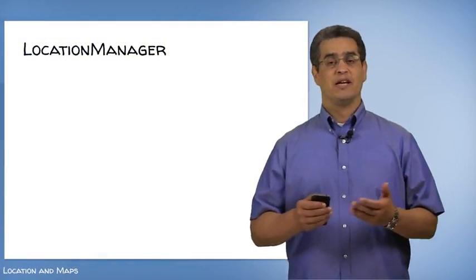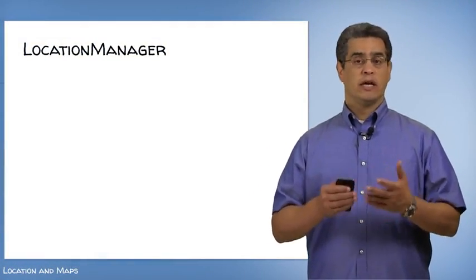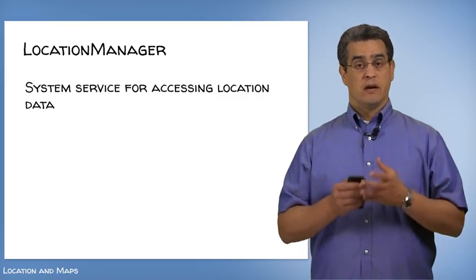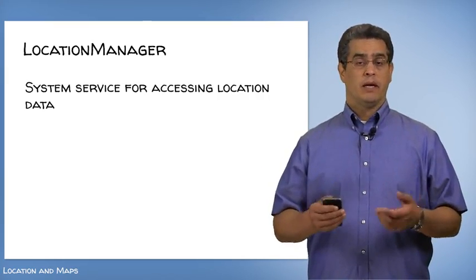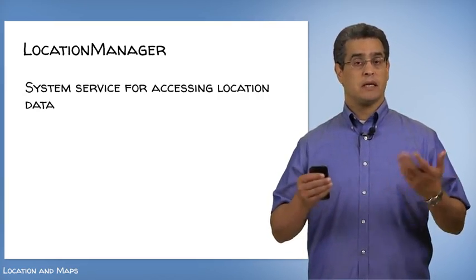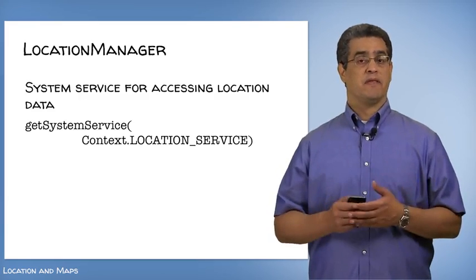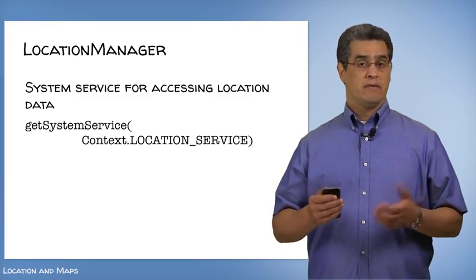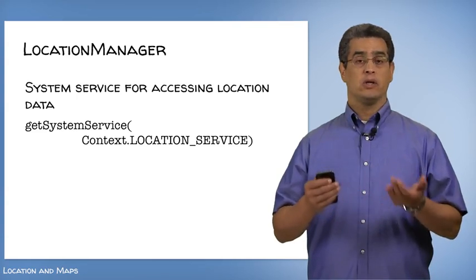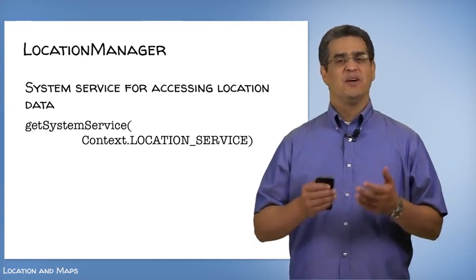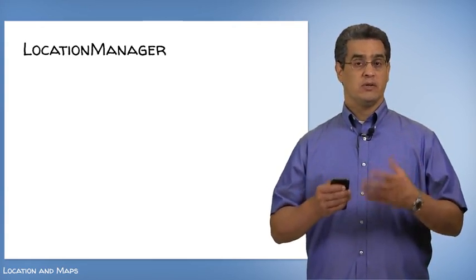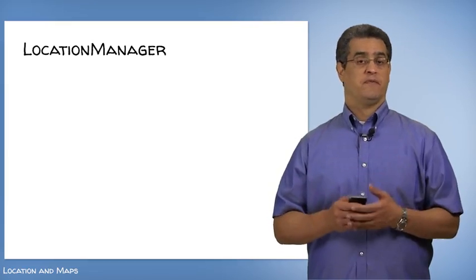One way to access location information is to use the LocationManager class. The LocationManager is a system service for accessing location data. You acquire a reference to the LocationManager by calling the Context class's getSystemService method, passing in an ID for the service, Context.LOCATION_SERVICE. Once you have a reference to the LocationManager, you can use it to get and use location information.